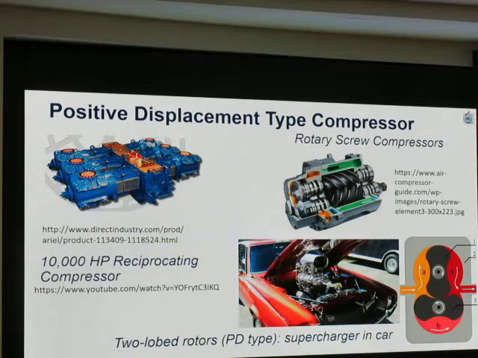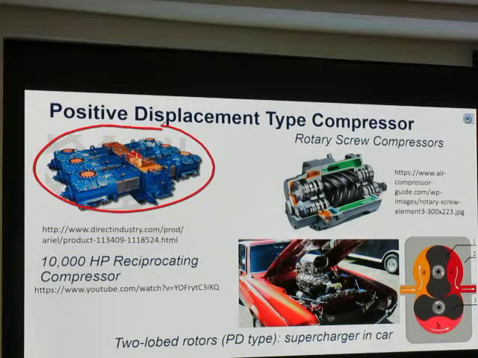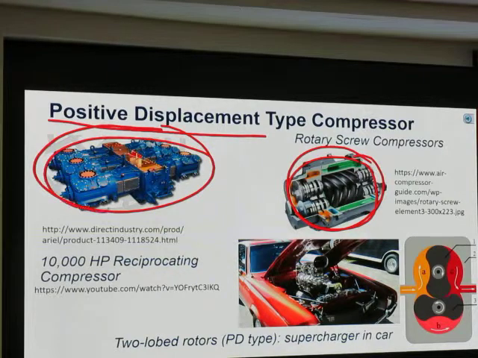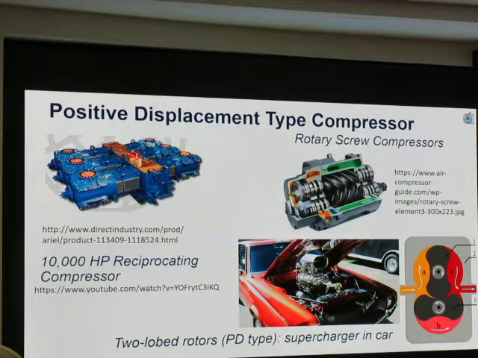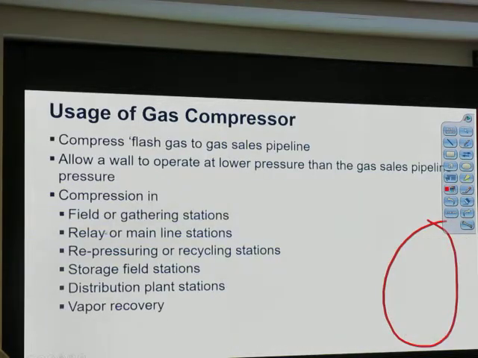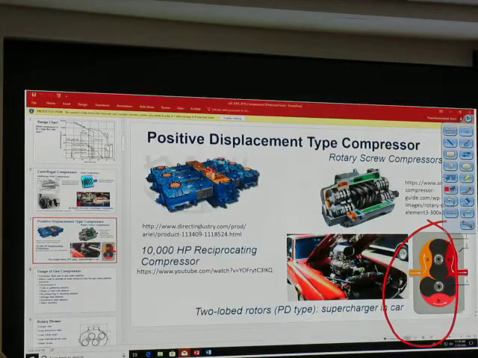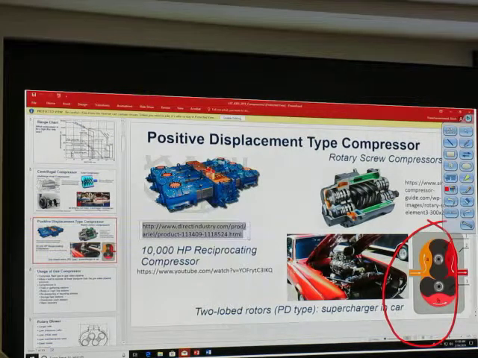Okay, now we have this one. That is a reciprocating compressor. We have a screw compressor. Screw compressor is PD type, positive displacement. Reciprocating compressor, or recip unit, that is PD type, when it has a piston moving back and forth. The supercharger, two lobe. We have two lobes spinning. Even though it's spinning, this thing is PD type. Okay? And let's take a look at how each of them looks.